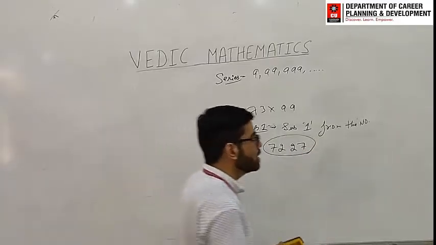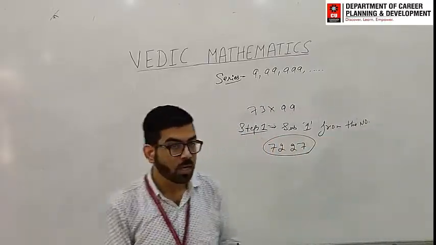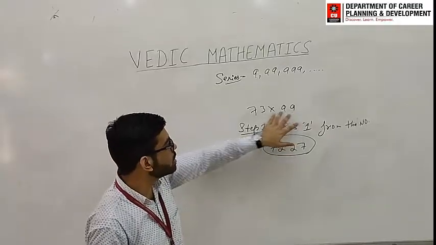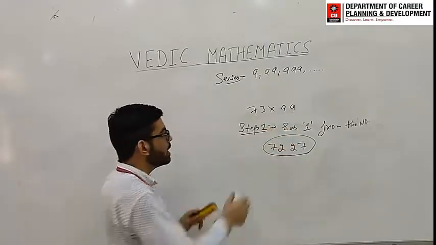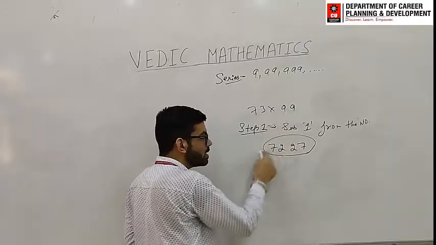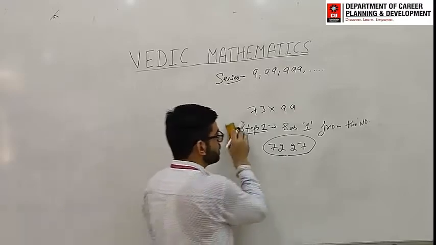The trick is the same, but the condition is most applicable again. The number of 9s should be the same as the number of digits. That means a 2-digit number is there, so this should be a 2-digit number. Again the trick is the same: subtract 1 from the number and see the difference from the remaining number to 99.